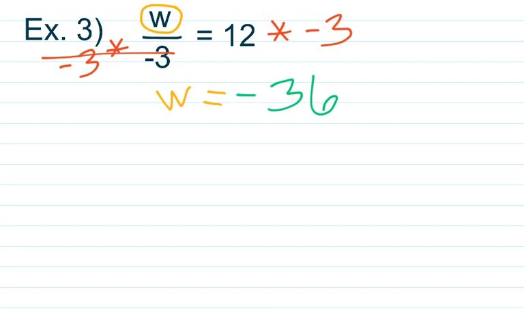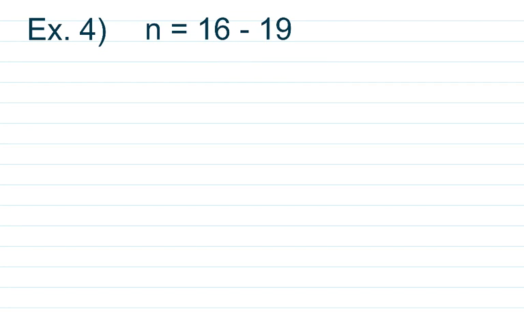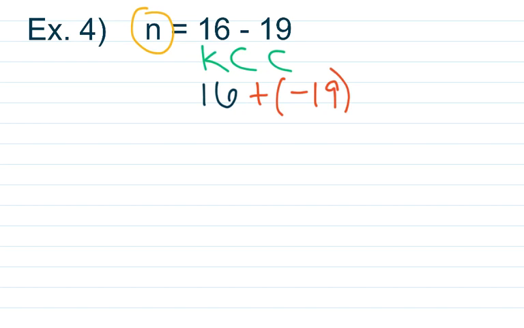Our last example, example 4. Find your variable. It's already by itself. There's no need for inverse operation. We just need to look at our subtraction question. 16 minus 19. But remember that 3-word process we need to use with subtraction. Keep, change, change. So we're going to keep that 16. We are going to change to an addition sign, and the positive 19 becomes a negative 19.